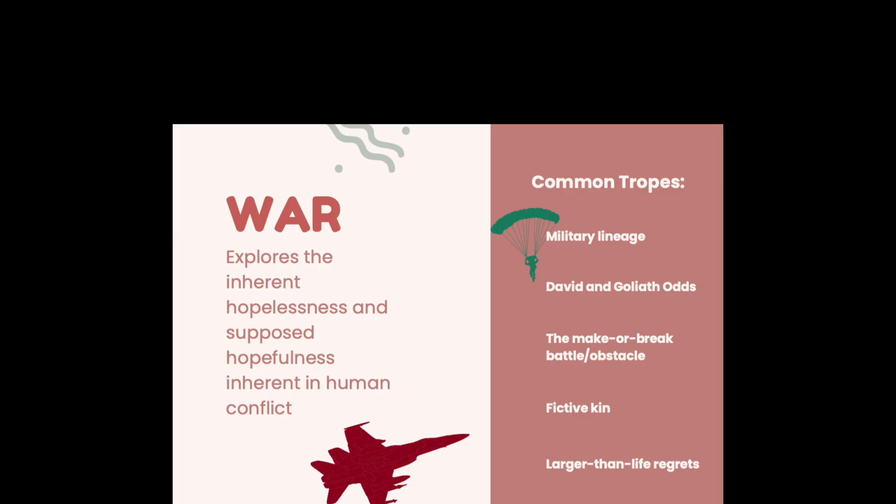Some common tropes for war are military lineage, David and Goliath odds, the make or break battle or obstacle, fictive kin, which, if you've not heard that term before, refers to a family unit that you establish by virtue of just existing amongst each other and choosing to be familiar with each other, and larger than life regrets.